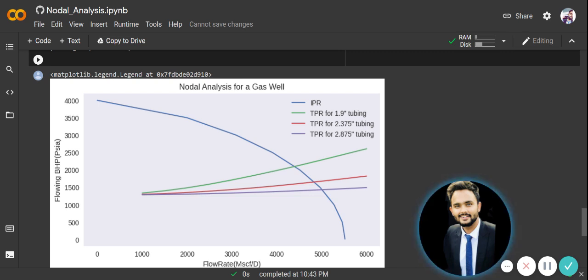You can call it a reservoir engineering project, or you can call it a production engineering topic, and it feels good when you see plots that are there in your mind on Python as well.